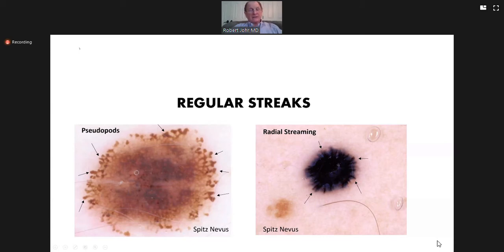They're just like linear projections with little globules at the periphery, as opposed to these regular streaks, which are linear and fine, and these would be called radial streaming. You might try to use those terms, but many times you really can't determine exactly if they're pseudopods or radial streaming. So now most people would just call them streaks. But if they're regular, that means they're symmetrical around the lesion.